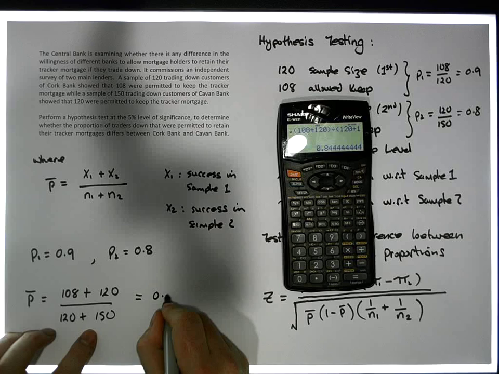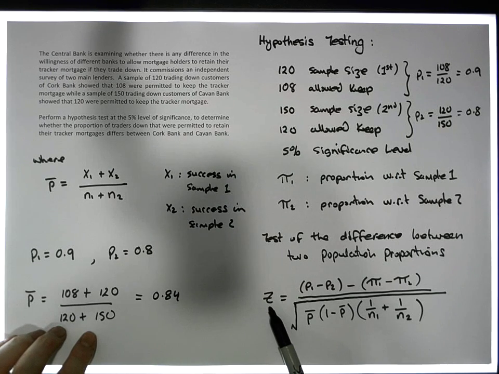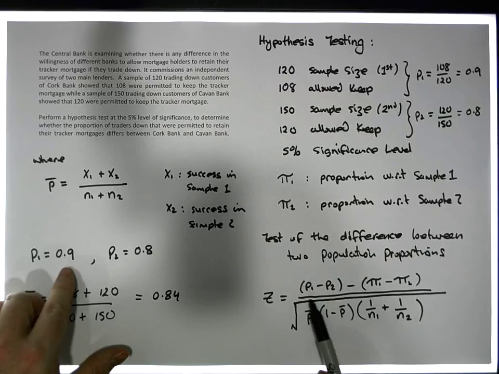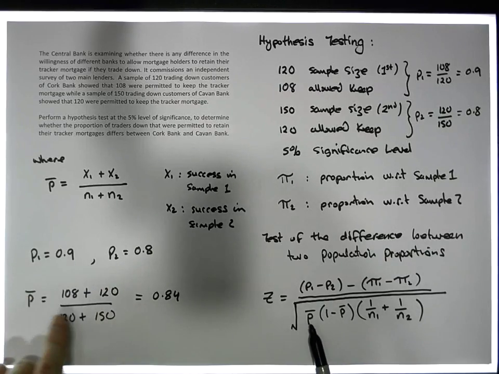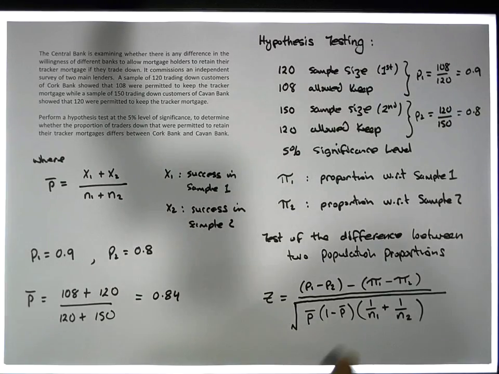So effectively, we nearly have everything that has to go into our Z statistic. We have P1, we have P2, and now we've got p bar, and we have N1 and N2. So the question is, what are pi 1 and pi 2? When we start our hypothesis test, we'll be able to figure this out.